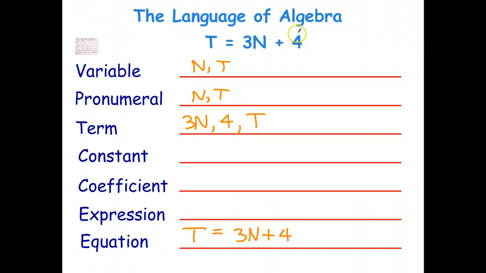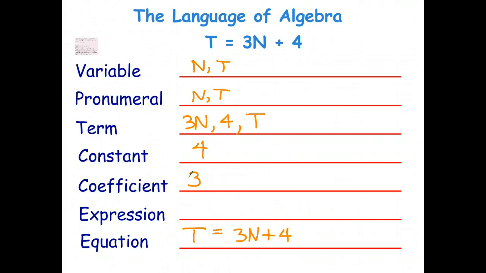A constant is a term that doesn't change. So t can take on different values, n can take on different values, but the plus 4 doesn't change. So the constant in this case is just the number 4. A coefficient is a number in front of a letter. So in this case, we've got the variable n and 3 in front of that, which you'll learn later means to multiply. The coefficient is 3.